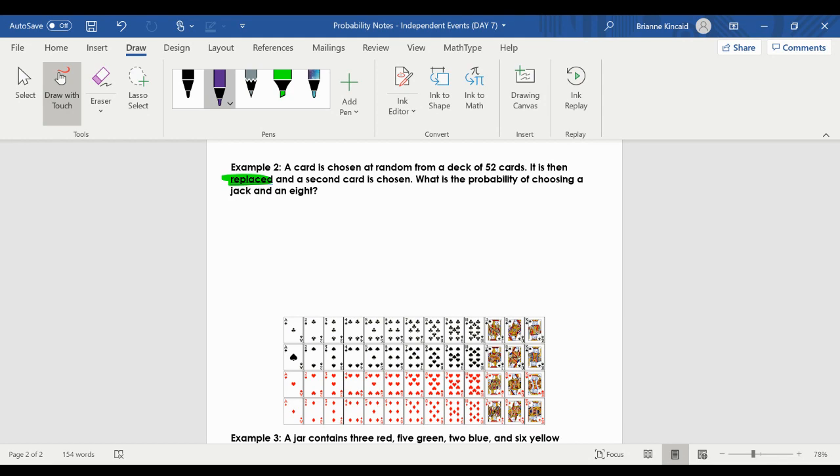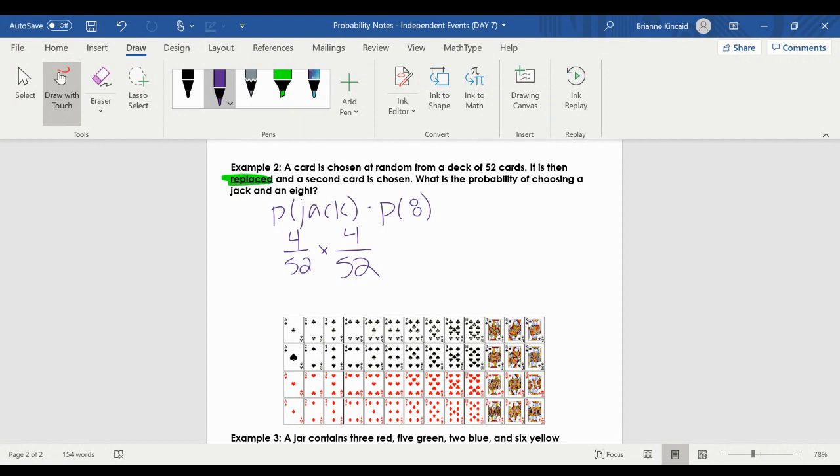So the probability of choosing a jack times the probability of choosing an 8. When I go to pick a card, there are 52 cards in my deck. 4 of those are jacks. We're always assuming the first thing happens. That means I pick the card out, I look at it, it's a jack, and then I put it back. Because I've put it back, there are still 52 cards in the deck. Of those 52, 4 are 8s.